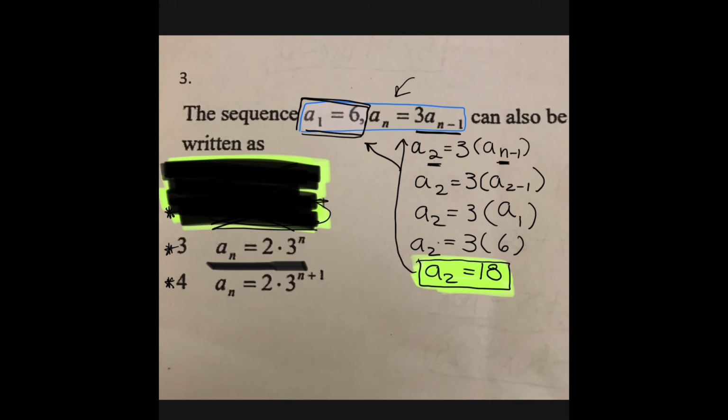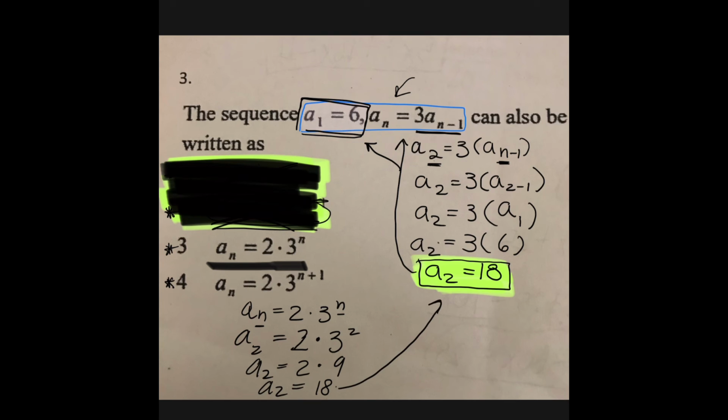The third formula says a sub n equals 2 times 3 to the n power. Replacing the n with 2 now to see if our second term using this formula is going to give us 18. So 2 times 3 to the second power, 9 times 2, that should equal 18. These two are now equivalent. So we know that this one works out.